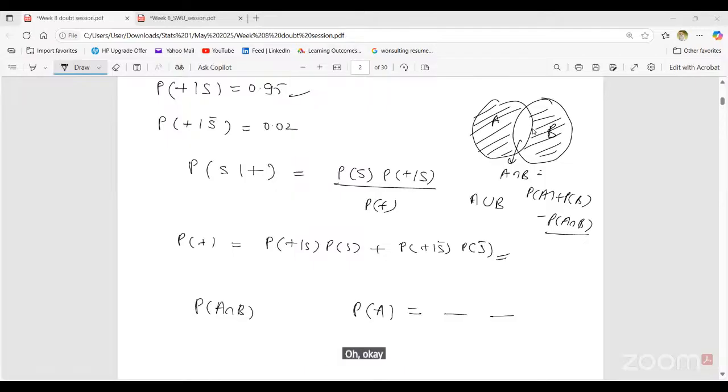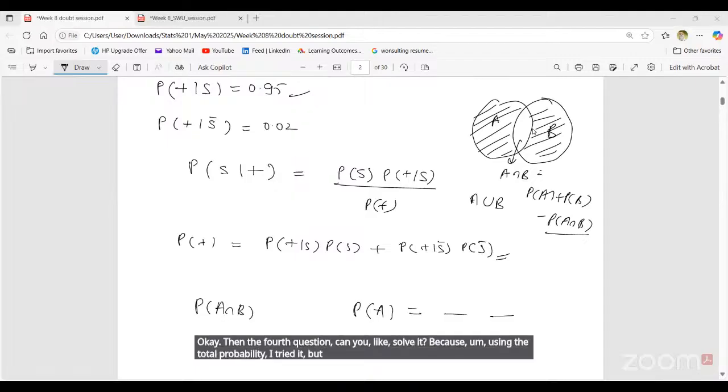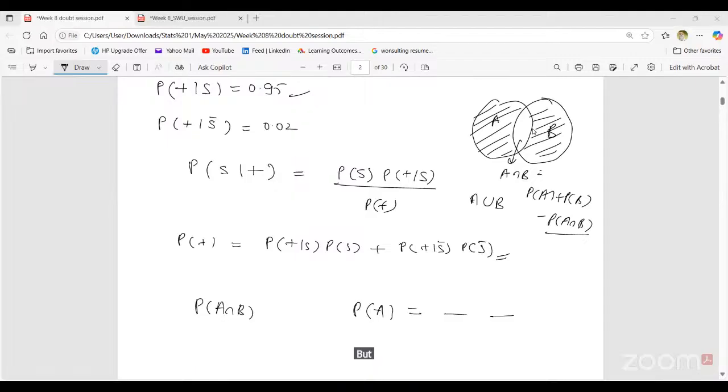Okay, ma'am. And the fourth question, can you solve it? Because using the total probability I tried it, but I got 7 by 24, but the given answer is 43 by 64. I think there's some mistake or something.